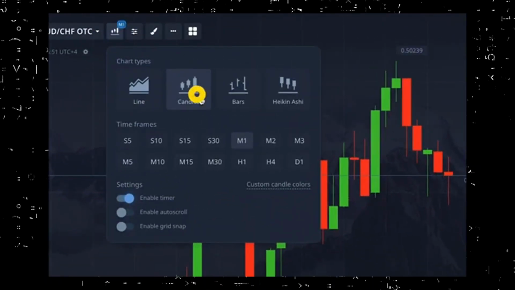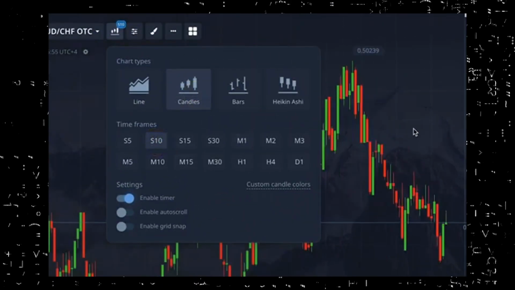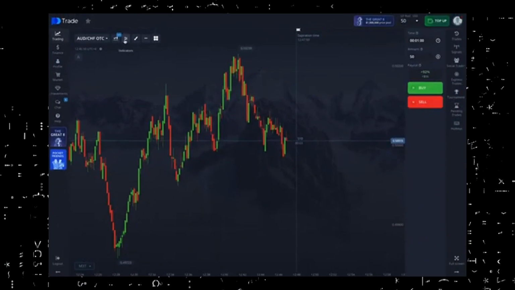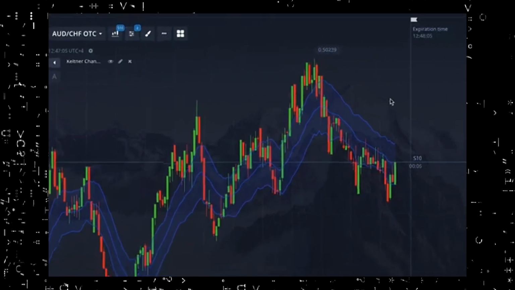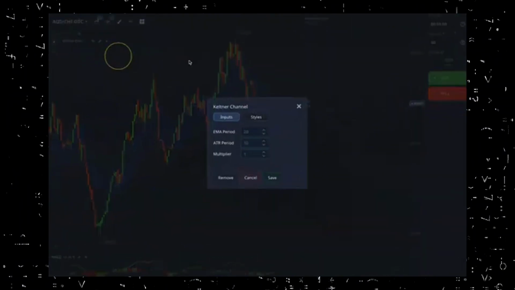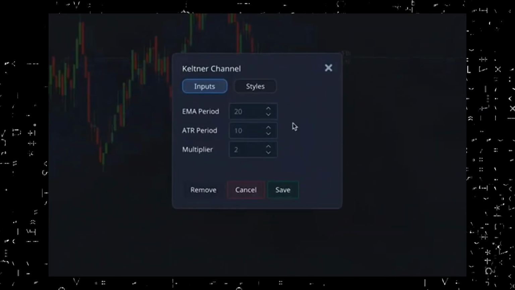We choose classic candlesticks, time frame 10 seconds. Go to the Indicators tab and choose MACD Keltner Channel. If you trade on your phone, configure the same way. Let's customize Keltner Channel. Set multiplier to 2.